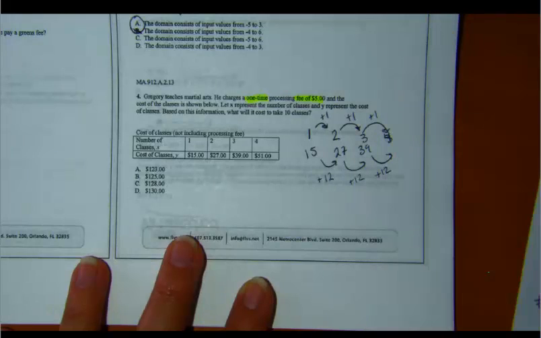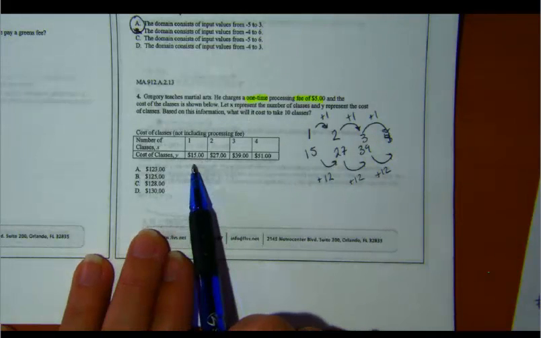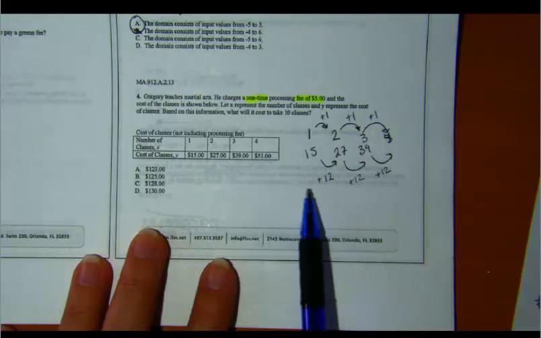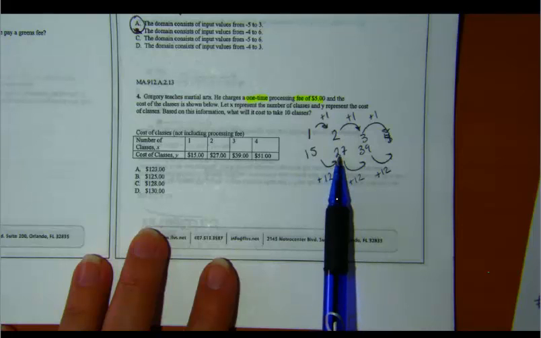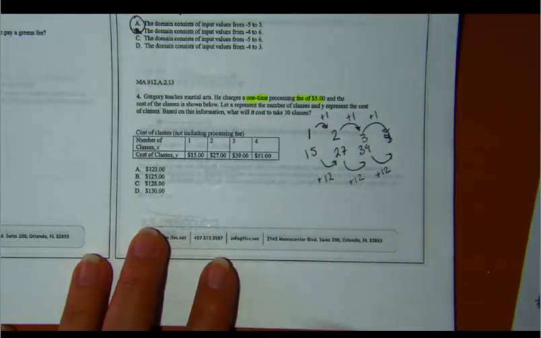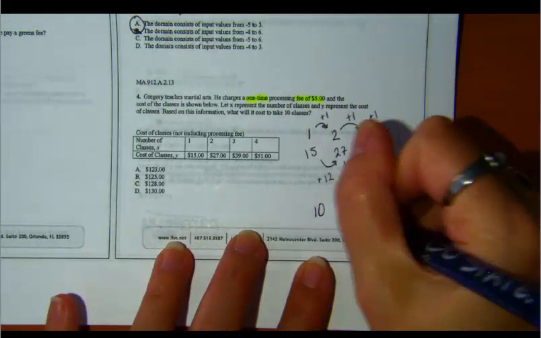So I'm adding $12 each time, but this isn't 12. I didn't start with 12. So like 1 times 12 does not give me 15. 2 times 12 does not give me 27. Do you see what I mean? So I have to find out what is that missing amount. So each class is going up by $12.